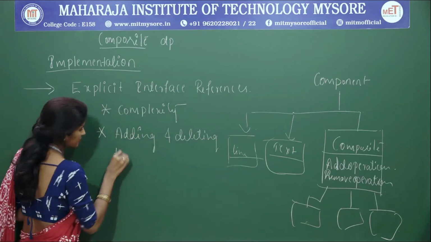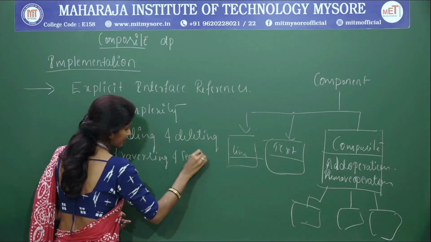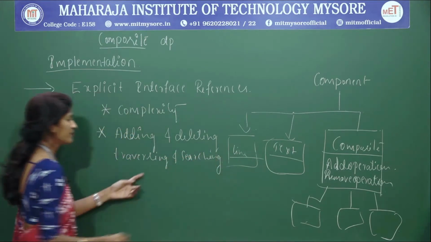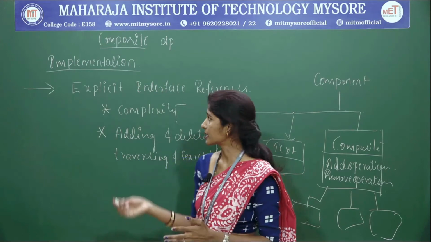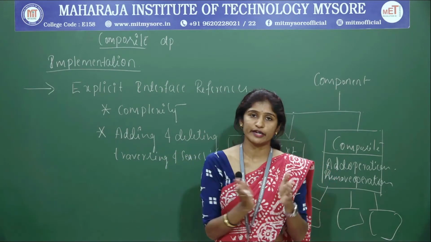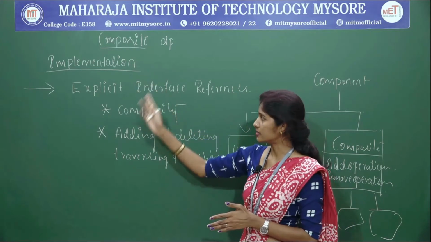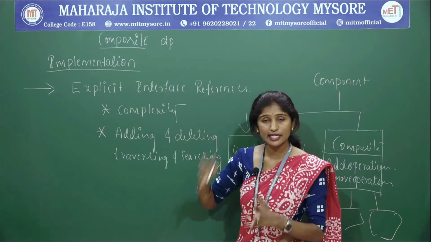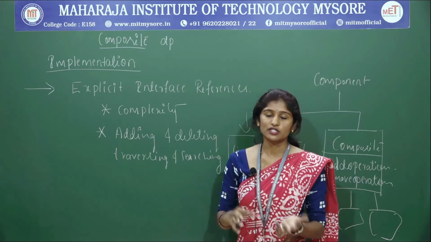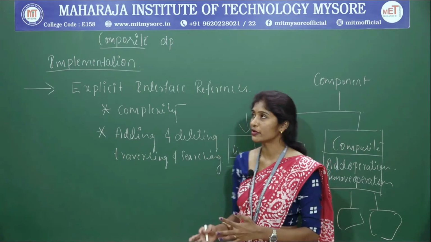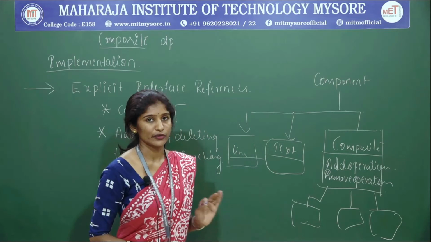That is nothing but traversing and searching, which you may find easier. Okay, so you have got both things. You need to consider both perspectives, that is the advantage as well as the disadvantage. One thing you need to consider while implementing is that explicit interface references may lead to complexity, and even then it will help you with traversing and searching elements or a child node within a component. Component here is nothing but your parent class. So that is the first issue we are going to discuss.